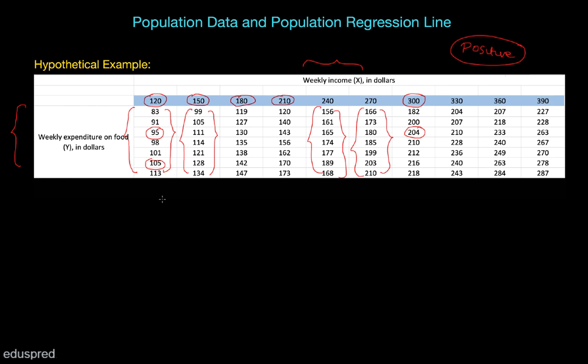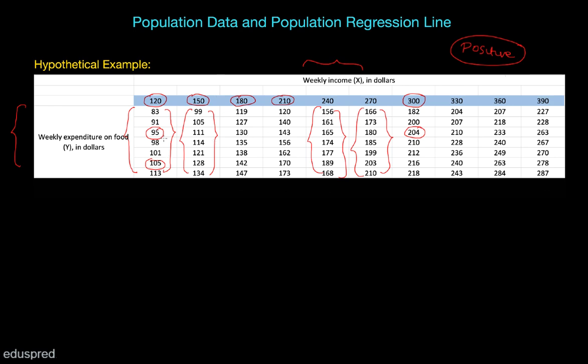So if I ask you what's going to happen if your weekly income increases by $1, you should be able to give me an answer in the manner that weekly expenditure on food will go up by $0.5 or let's say $0.7 or something of that sort. Okay, so I'm looking for a particular number. So this table is good. It is giving us some information, but for the quantification, we need to do some more things over here.